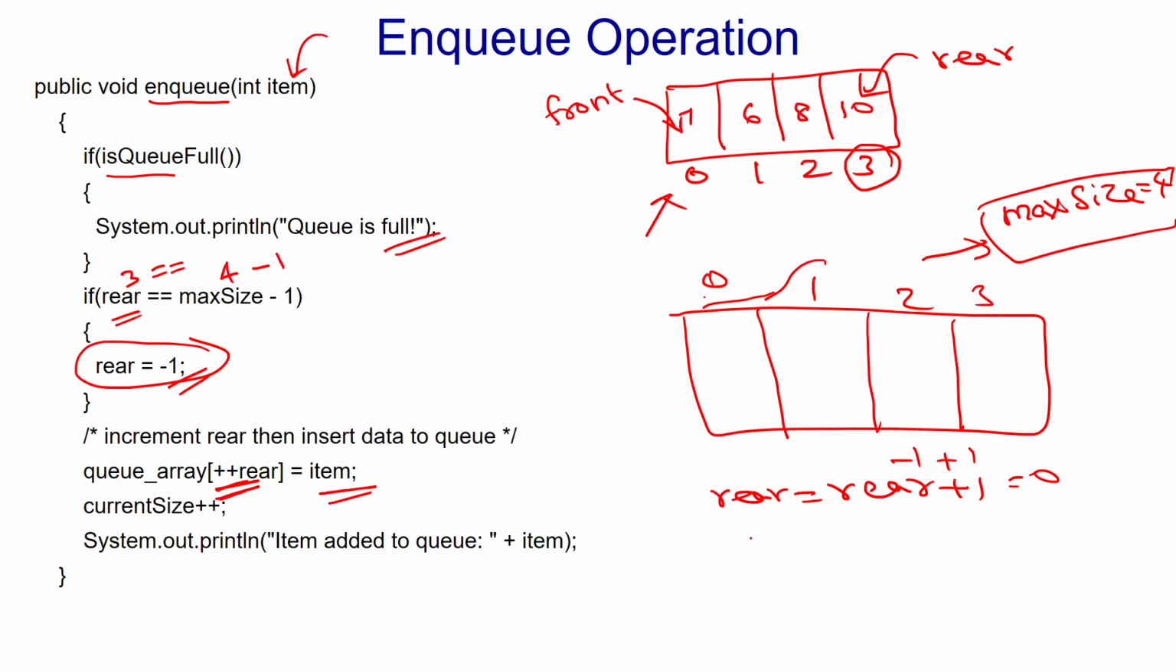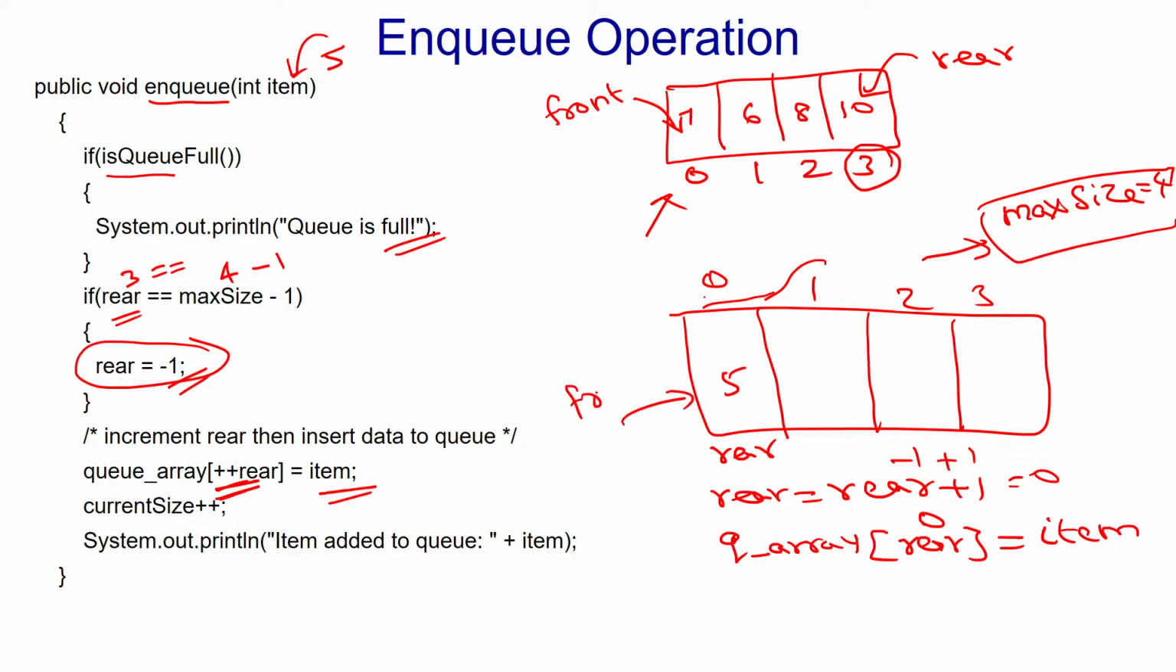Now I am assigning queue underscore array of rear. Rear value is now 0. In the 0th location I am inserting my new data item. If my new data item is 5, then 5 will be stored here. Now rear is pointing to 0, and front is already pointing to 0, so both are pointing to the 0th location. Then the current size is incremented by 1. Initially the current size is assigned 0.